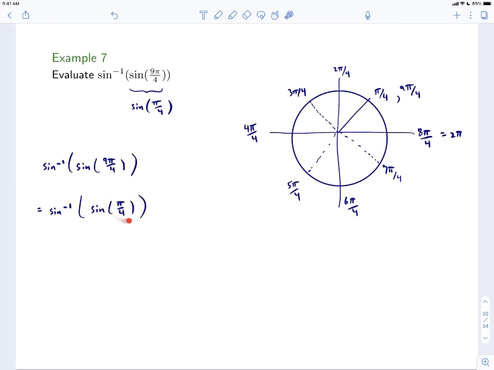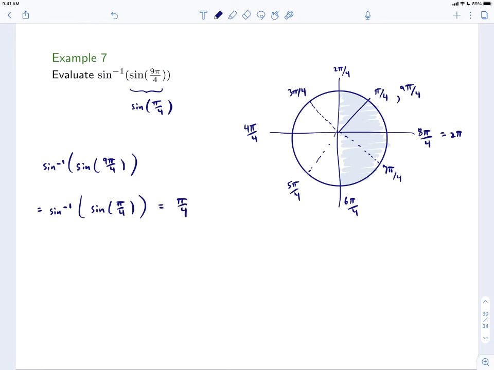Now pi over 4 is inside the restricted domain, so remember that the restricted domain is here. That's our restricted domain, between minus pi over 2 and positive pi over 2. Now pi over 4 is in there, so that tells us that we can use the cancellation laws. So this is just going to be pi over 4.